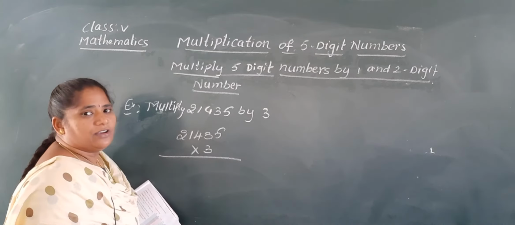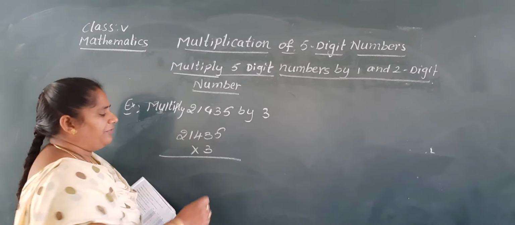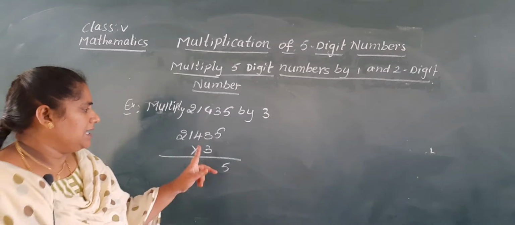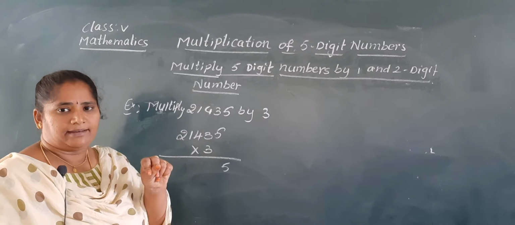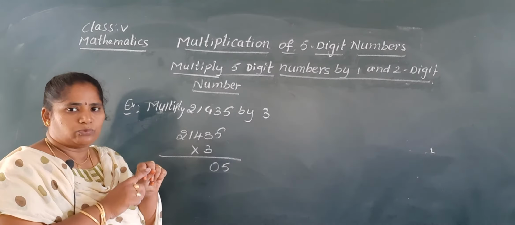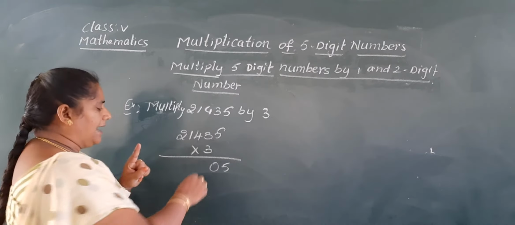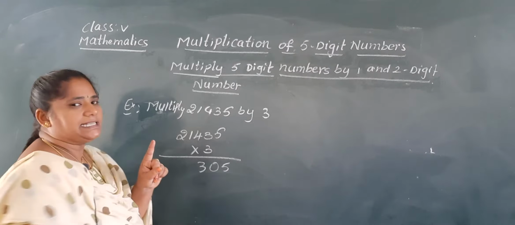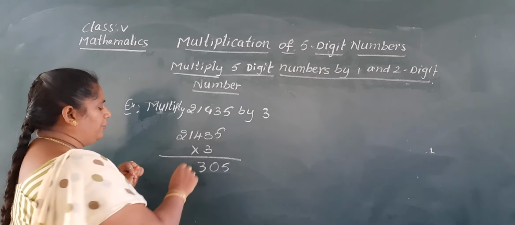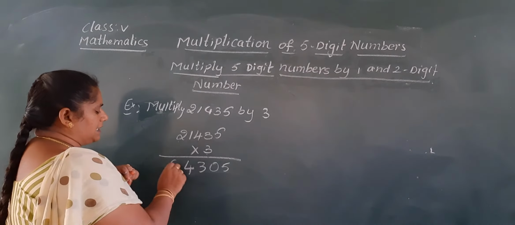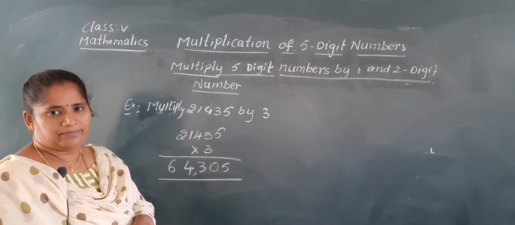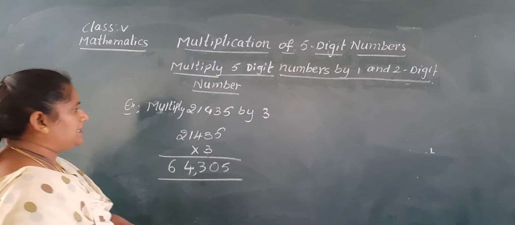3 5s are 15. 1 in hand, 5 is down. See children, you have to use this hand for the fingers. 3 3s are 9 plus 1, 10. Again 1 in hand, 0 is down. 3 4s are 12 plus 1, 13. Again 1 in hand, 3 is down. This 1 3 is 13. 3 1s are 3 plus 1, 4. 3 2s are 6. Finish. So the answer is 64,305. Okay, ma?